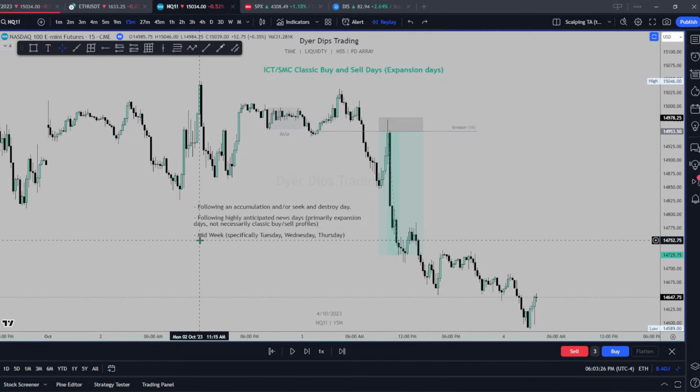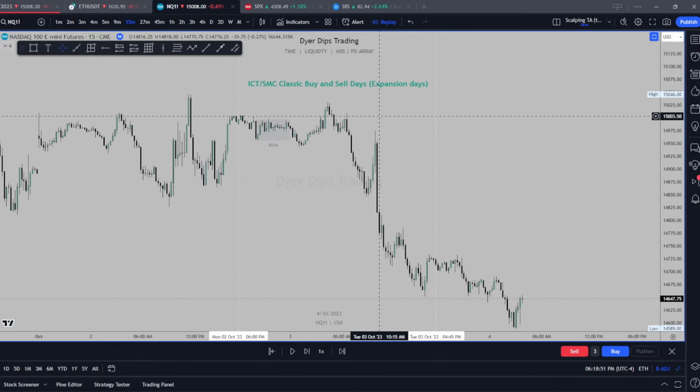So now you can see that this midweek point also aligns with this accumulation or following a seek and destroy type day, as we do tend to see those accumulation days on Monday. So with that being said, let's take a look at these charts here and actually get into what you're looking at.